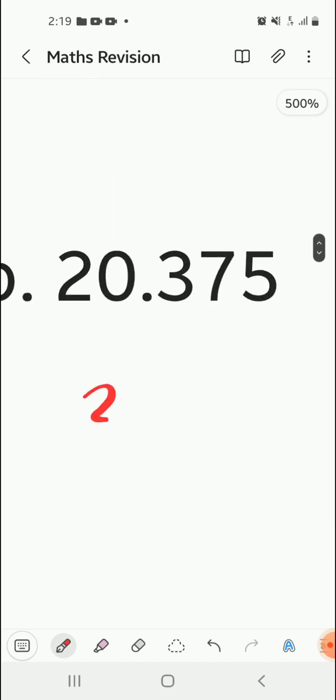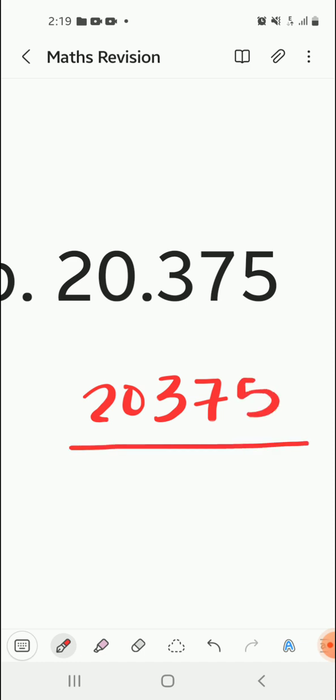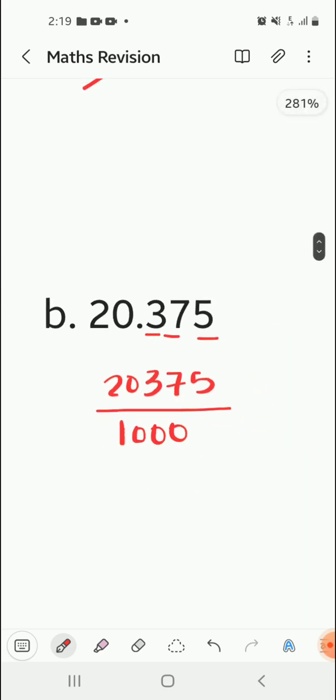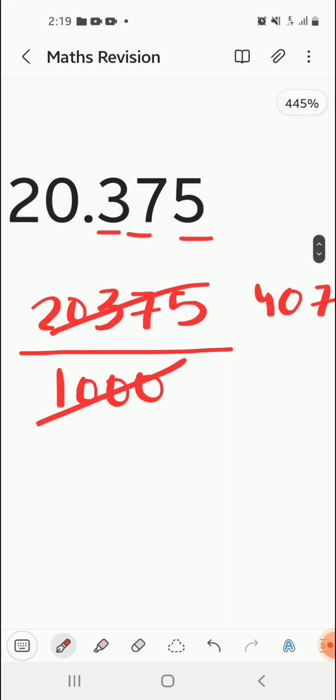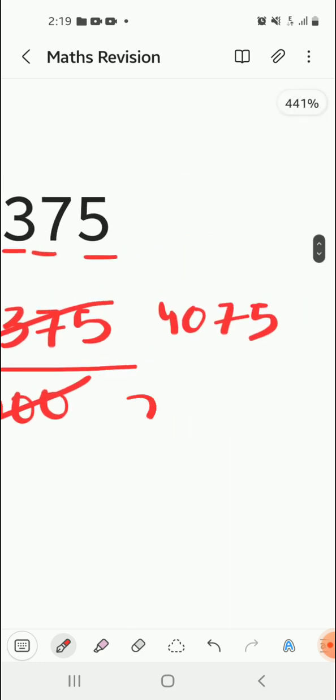So we're going to write 20375, simply the number given without the decimal place. Now you can see decimal place 1 2 3, so here we will write 3 zeros, so this becomes 1000. Now again the same step, we have to reduce it. So divide 20375 by 5. What we get is 4075. Same thing here, 1000 we will divide by 5, we get 200.